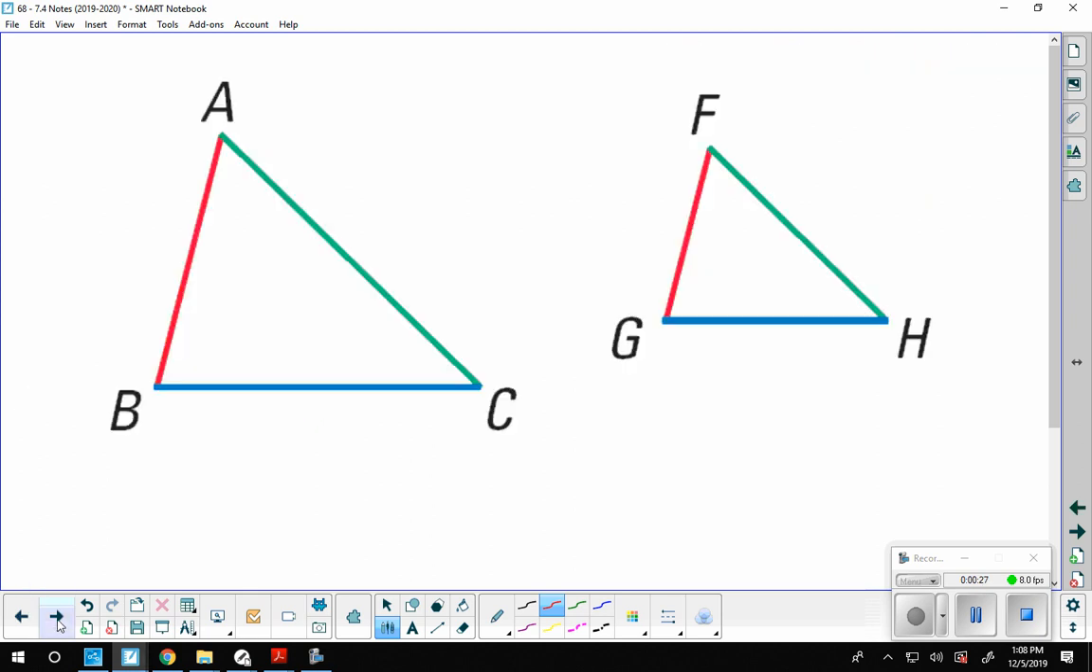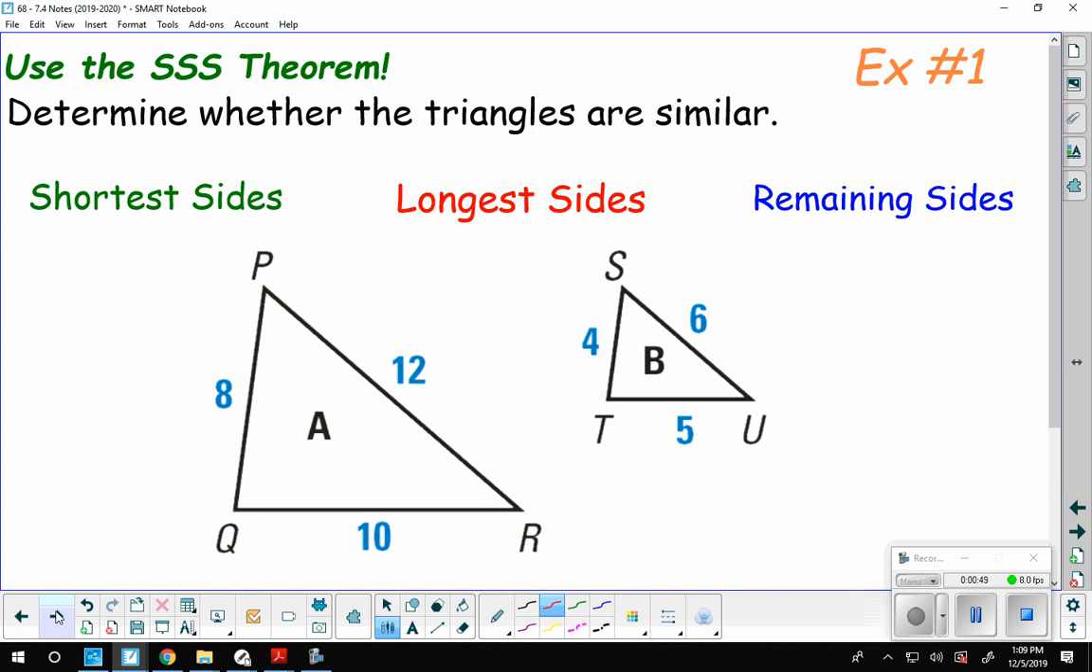So if side AB to side FG is equal to side AC over FH is equal to side BC over GH, if all of those corresponding ratios are equal, then we can say that the two triangles are similar. So what we're going to do is compare the shortest sides, the longest sides, and then the remaining sides, and make sure that all of those ratios are equal.